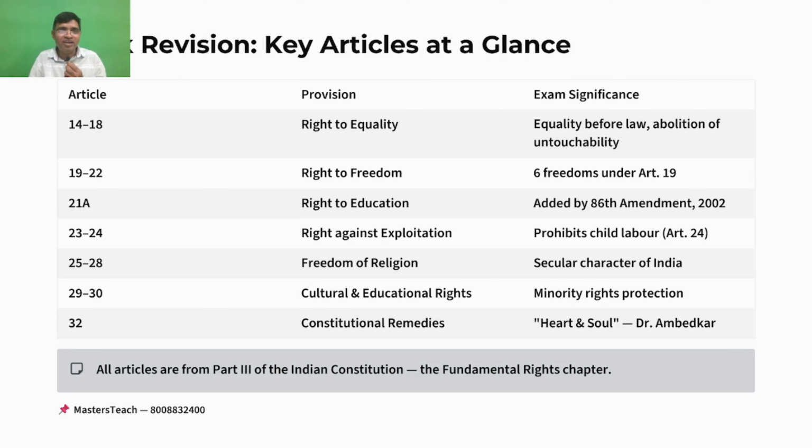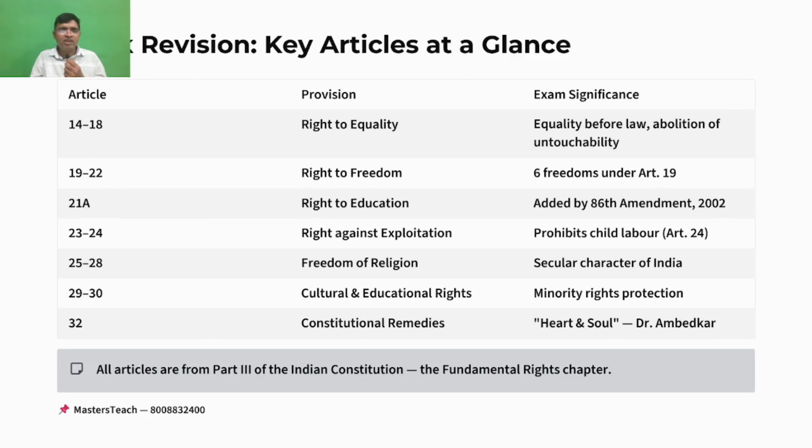Then the key provisions you have to remember. Articles 14 to 18 are the right to equality, so equal before the law, like abolition of untouchability. Then Articles 19 to 22, right to freedom, so the six freedoms under Article 19. Then Article 21A, right to education. It was added by the 86th Amendment 2002.